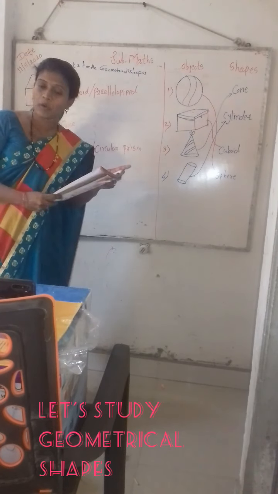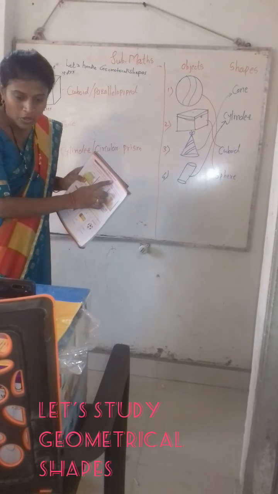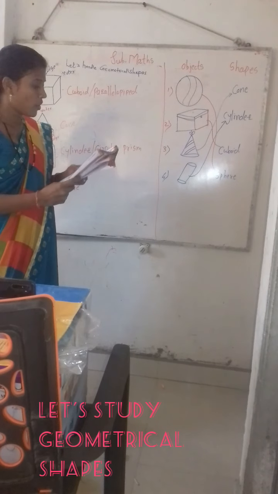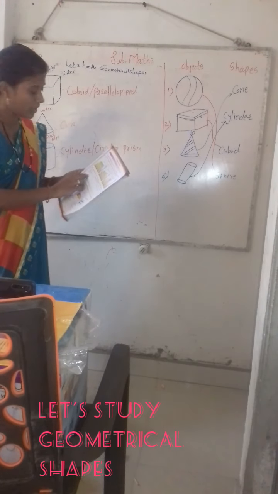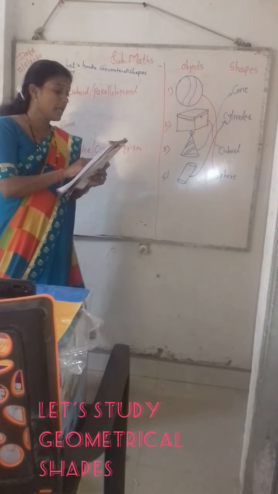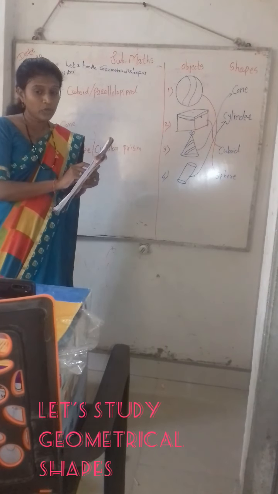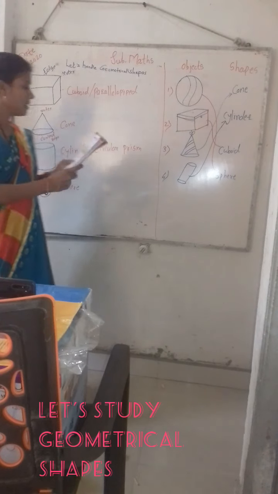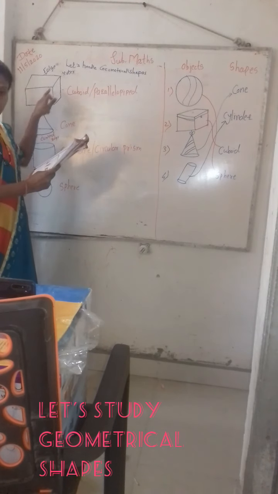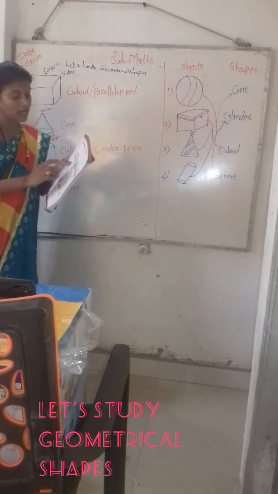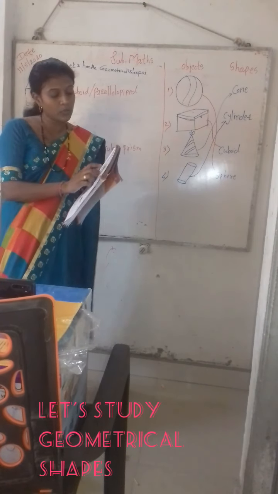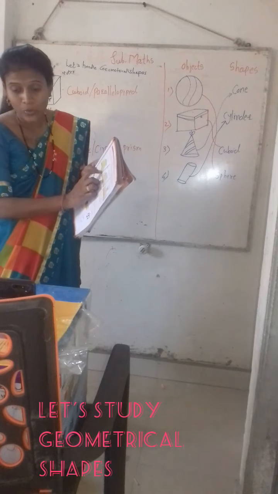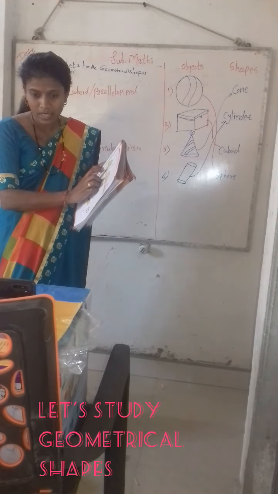We will study our next point, edges and corners. First of all, here is a picture of a cube. Tell me how many edges it has. I have told you the meaning of edges: this side we can call edges. How many edges are on this cube? Okay, I will tell you. Here are 12 edges.